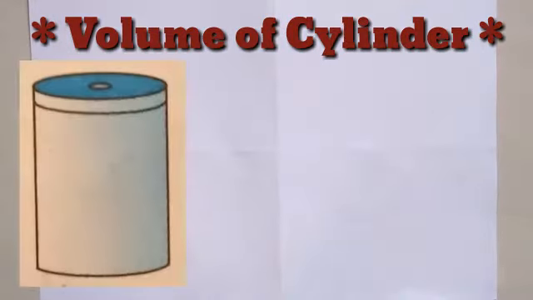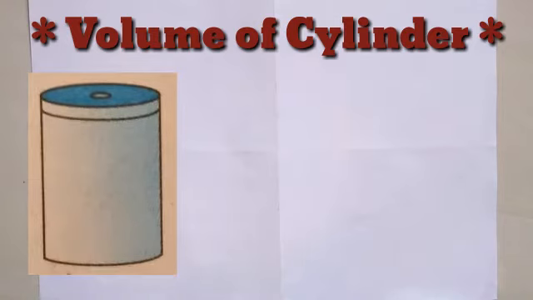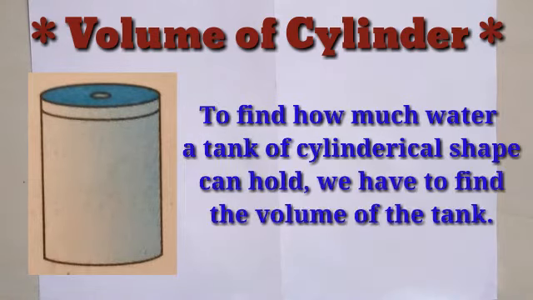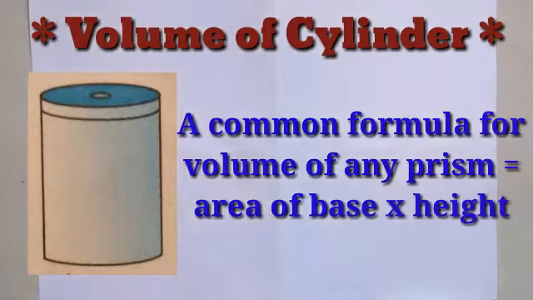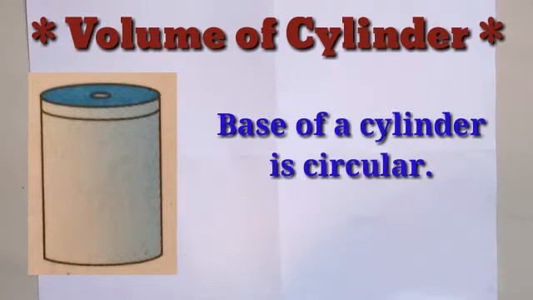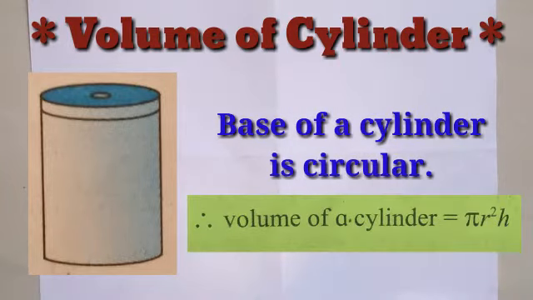Suppose this is the figure of the cylinder. So to find how much water a tank of cylindrical shape can hold, we have to find out the volume of the tank. A common formula for volume of any prism is area of base multiplied by height. On the basis of that, the base of a cylinder is circular. Therefore, volume of a cylinder is equal to pi r square h.